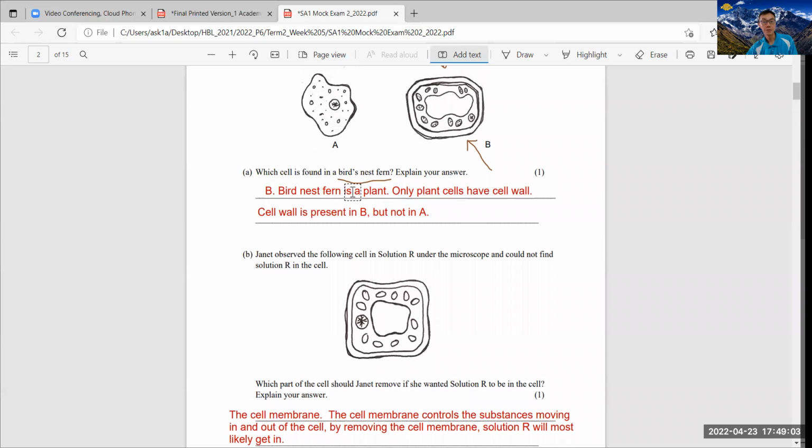Okay, so which cell is found in bird nest fern? B. Bird nest fern is a plant. Only plant cell have cell wall. Cell wall is present in B, but not in A. So this, you have to do the comparison. Okay, this part.